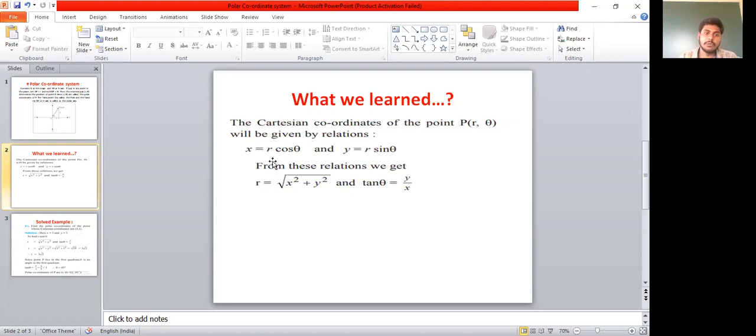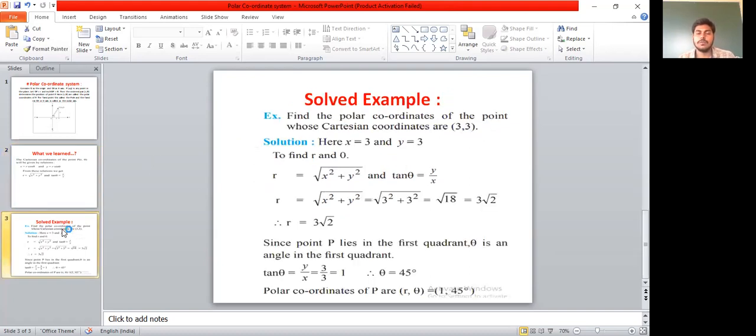And if we are given the coordinates x and y, then how can we find the polar coordinates r and theta? If we are given the Cartesian coordinates x and y, then by using the values of x and y, we can find the value of r by using this formula and theta by using this formula. Okay, so now let's look at an example.